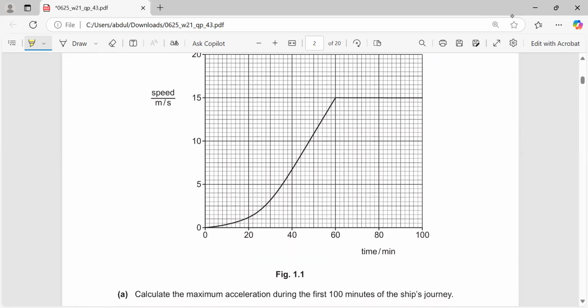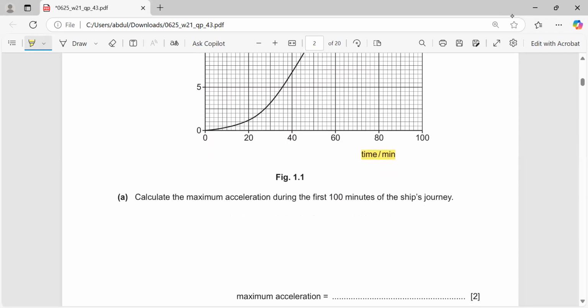Now it is a speed-time graph. This is okay, no problem at all here. Meters per second is the unit. But here, time is in minutes. That we need to convert wherever we are using this time, it must be converted to seconds. Okay. So calculate the maximum acceleration during the first 100 minutes of the ship's journey.